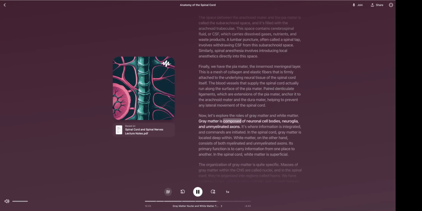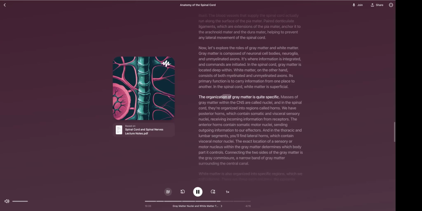Gray matter is composed of neuronal cell bodies, neuroglia, and unmyelinated axons. It's where information is integrated and commands are initiated. In the spinal cord, gray matter is located deep within. White matter, on the other hand, consists of both myelinated and unmyelinated axons. Its primary function is to carry information from one place to another. In the spinal cord, white matter is superficial.